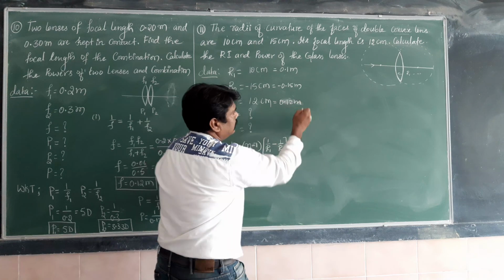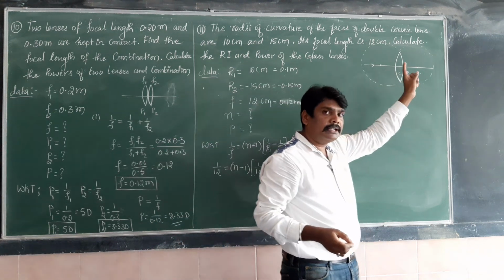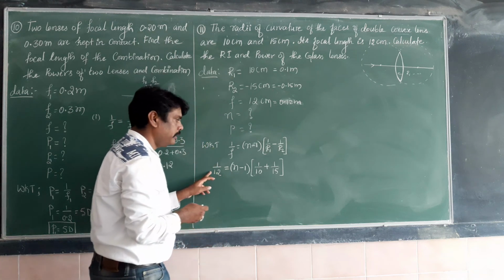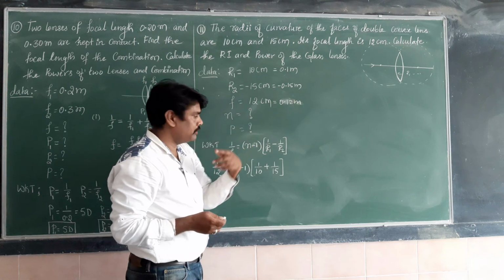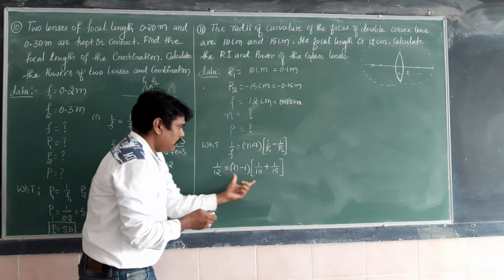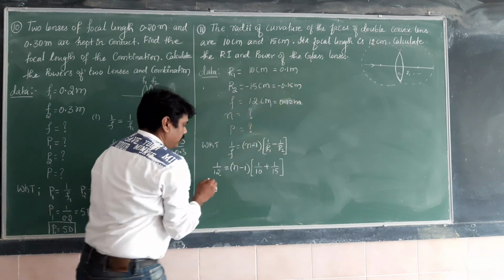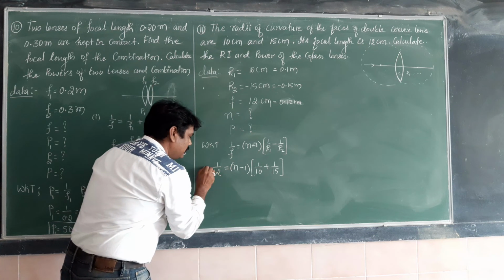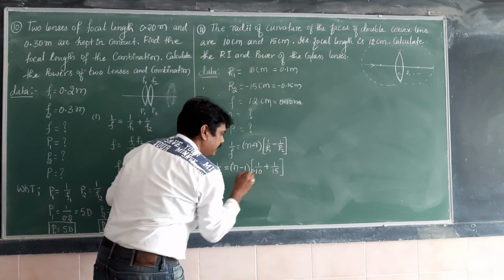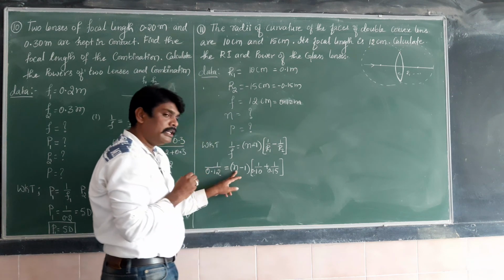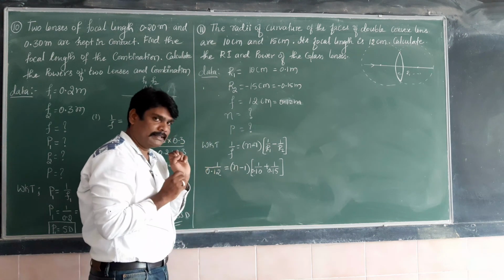See here, the focal length of this lens is taken as positive because it is a convex lens. For a convex lens, the focal length has to be taken as positive, according to the sign convention, right? So now simplify this by taking the SI unit values, because the refractive index we are finding should be in the SI system.